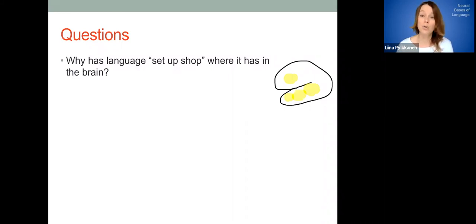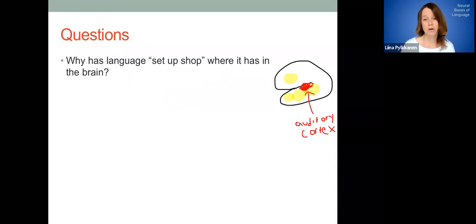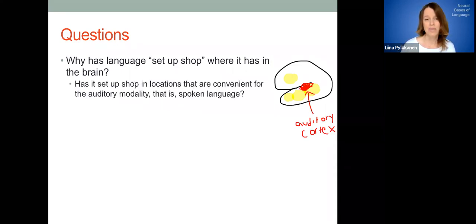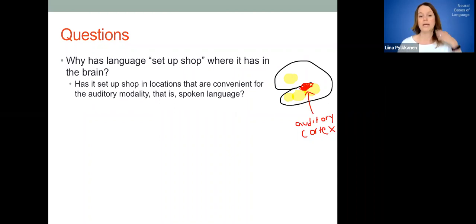So a lot of the temporal cortex is engaged when we use language, also parts of the frontal cortex, of course. And so this picture kind of raises the question of whether the neurobiology of spoken language localizes in this way because it's somehow convenient. It's somehow conveniently organized around the auditory cortex. And so the question kind of is also, has language set up shop in locations that are convenient for the auditory modality, which is what we use in spoken language?